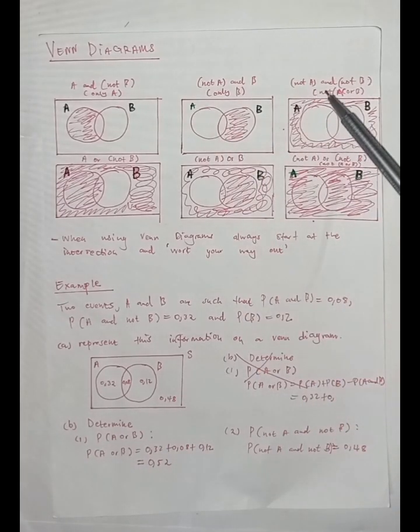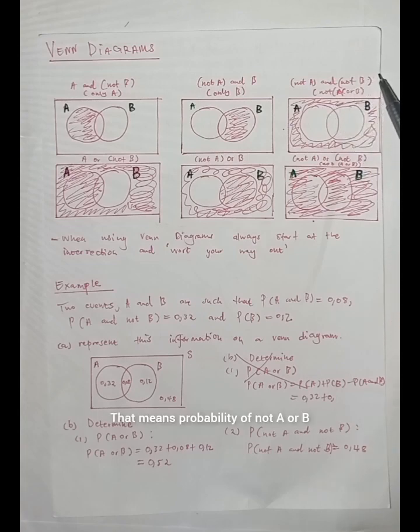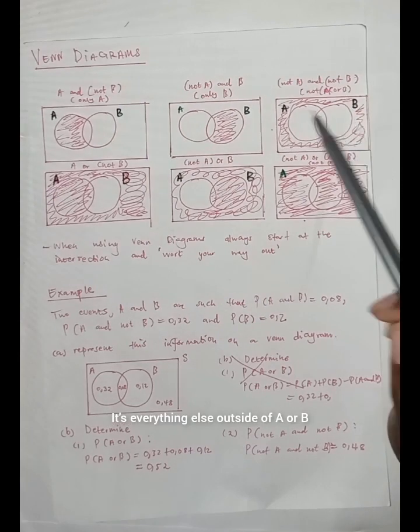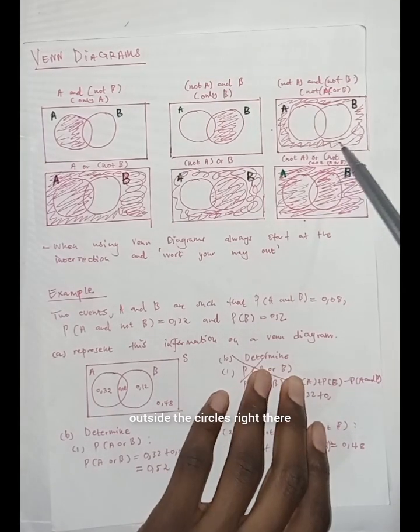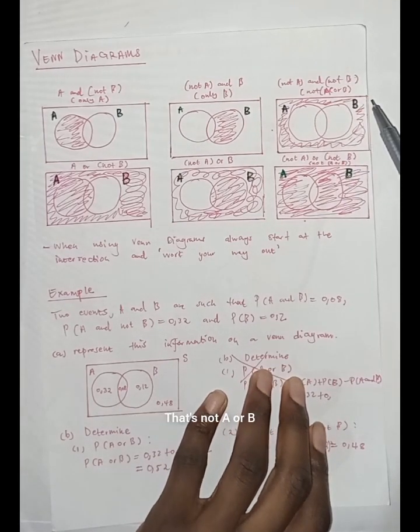Moving on, we have not A and not B. What does that mean? That means the probability of not A or B. Remember, A or B is the union, so it's the probability of not the union. If it's the probability of not A or B, then what is it? It's everything else outside of A or B, which is this shaded area here outside the circles. That's not A and not B.